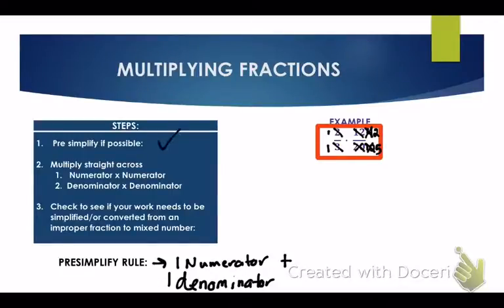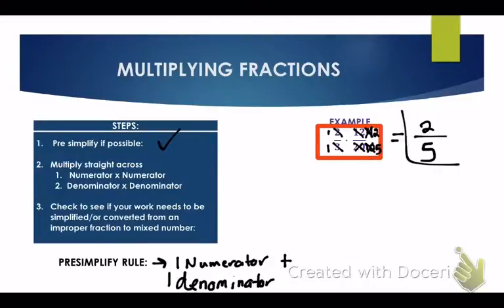We're done with step 1. Step 2 says multiply straight across. Numerator times the numerator. Well, 1 times 2. That's our new number. 1 times 2 is 2. And we need to multiply the denominator times the denominator, which is 1 times 5, which is 5. 2/5. And then step 3 says, check to see if your work needs to be simplified or converted from an improper fraction to a mixed number.